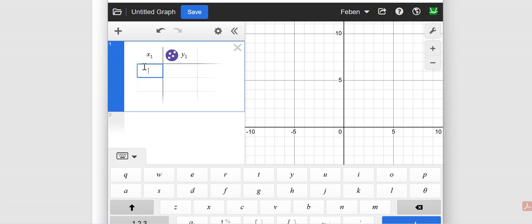Our x1 is -1 and y1 value is 4, and x1 is -2 and y1 is 6, right?